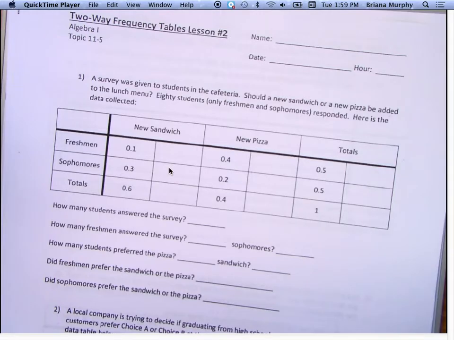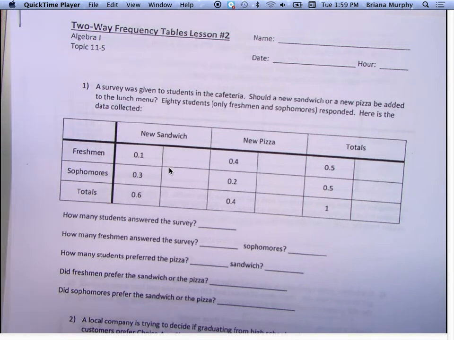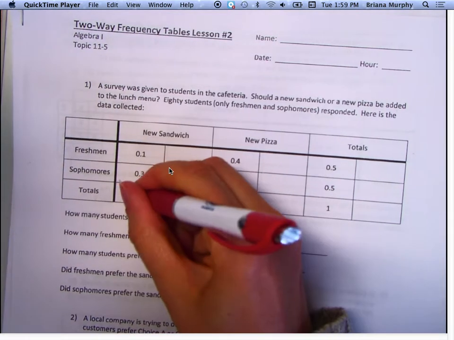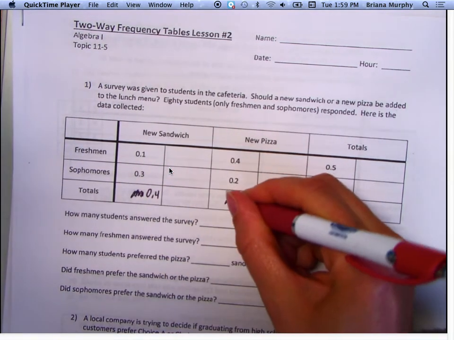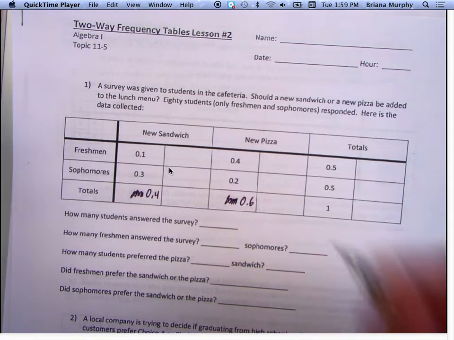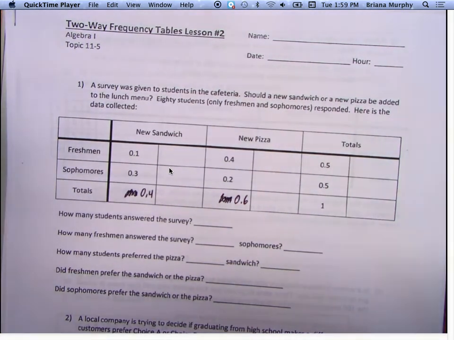We're looking at lesson 2 of 11.5. Make sure we do this. I want to point out first that there is a typo for number 1. So let's fix that first. This should say 0.4. This should say 0.6. So fix that first, please. All right.